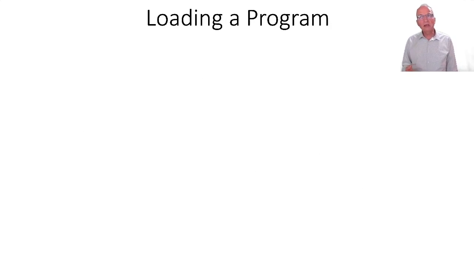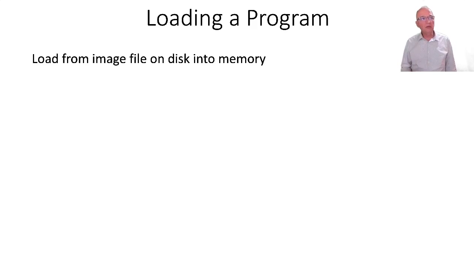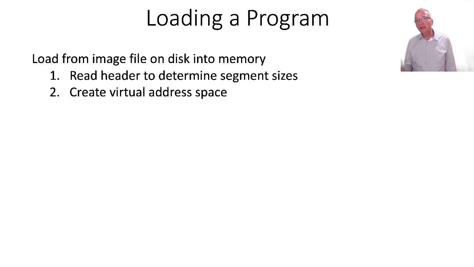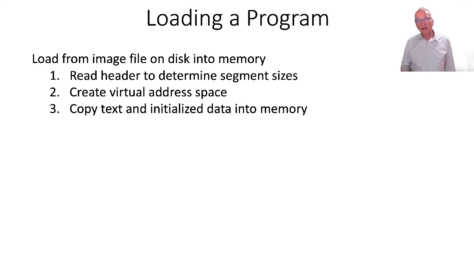So now we come to the point where we need to load the program. I'll be loading from an image file that is on the disk into the memory. I'm going to be reading the header to find the size of the segments, and then I'll create a virtual address space. Again, the idea of a virtual address space is connected to the idea of virtual memory, which we're going to discuss in November. And I will copy the text and initialize the data into the memory.